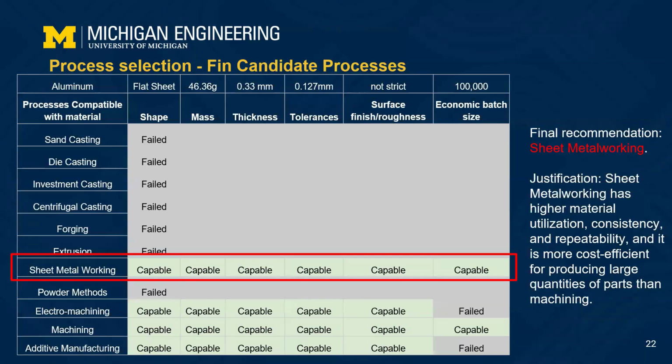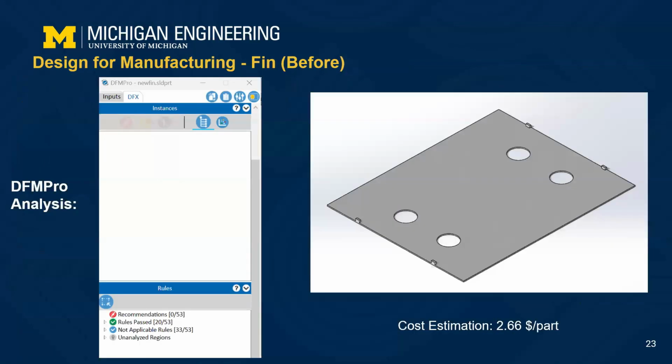In the next page, based on aluminum material, shape, mass, thickness, tolerances, surface finish, and economic batch size, we came down to sheet metal working and machining. We finally chose sheet metal working because it has higher material utilization, consistency, and repeatability, and it is more cost efficient for producing large quantities of parts than machining.